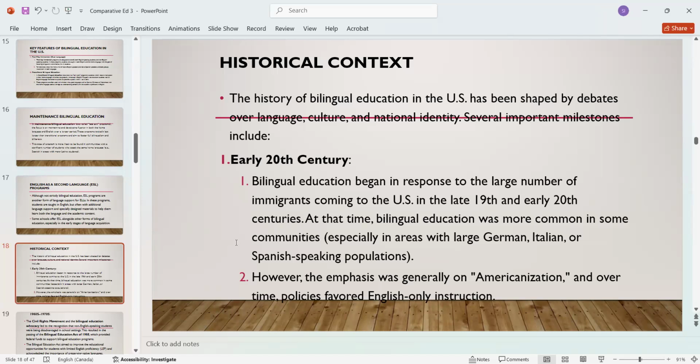So why did they start bilingual education? Because of the immigrants, right? They are coming from other countries and their language is different.